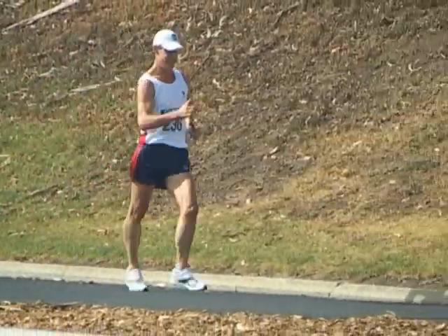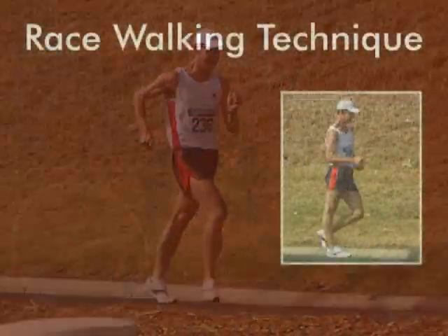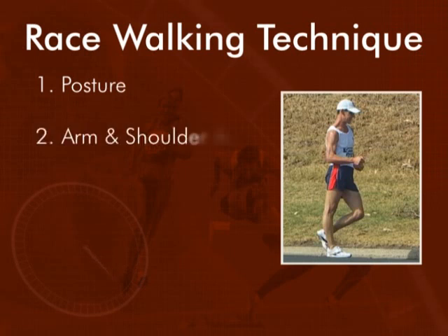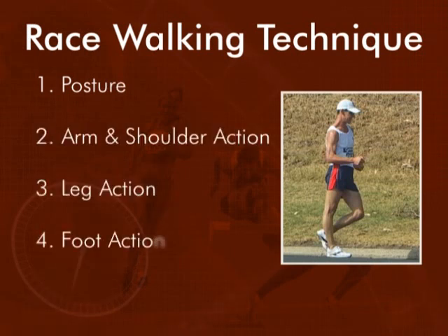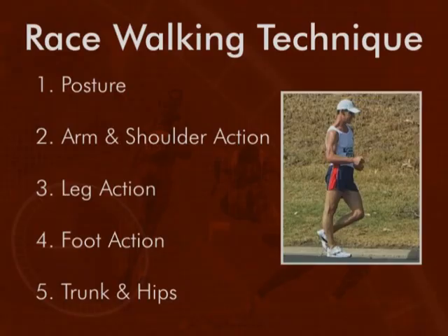The technique for race walking can be broken down into 5 components, including posture, arm and shoulder action, leg action, foot action, trunk and hips.